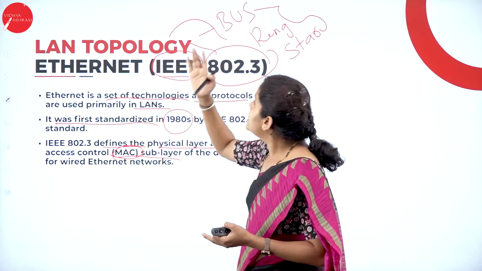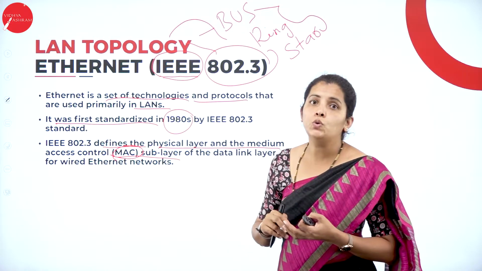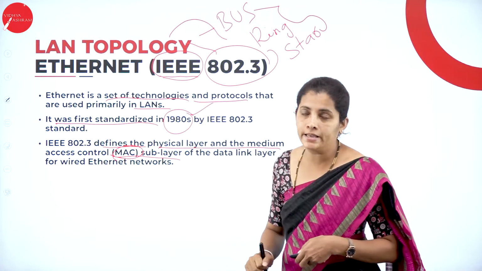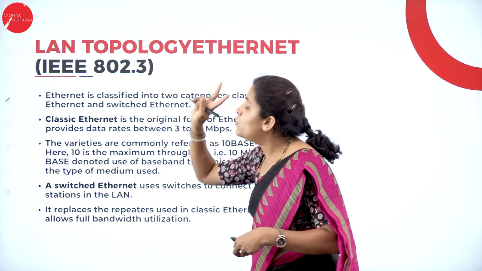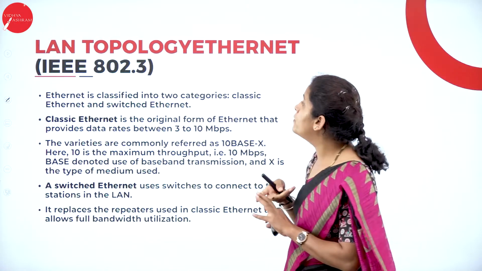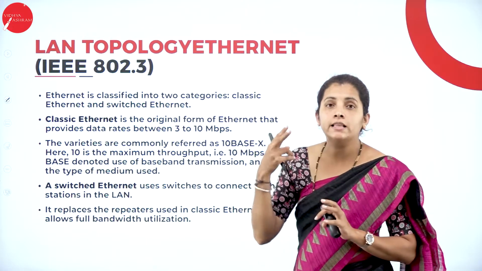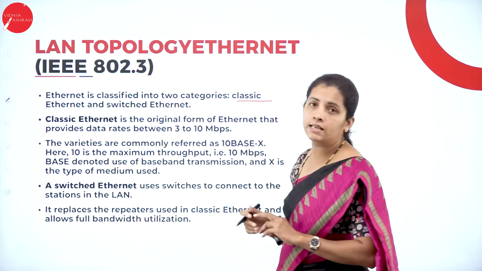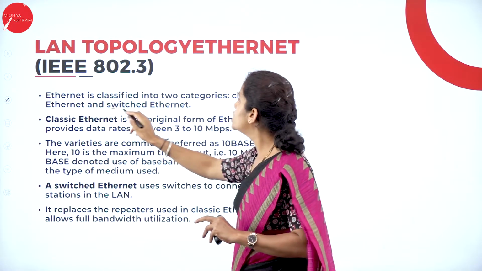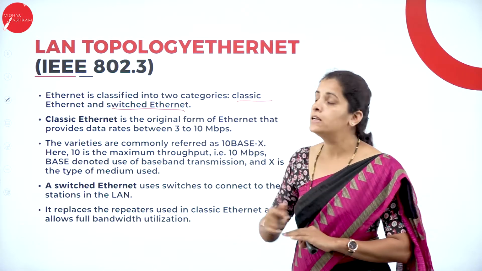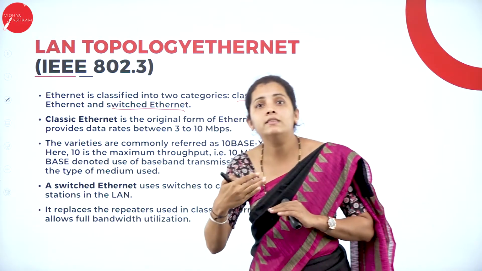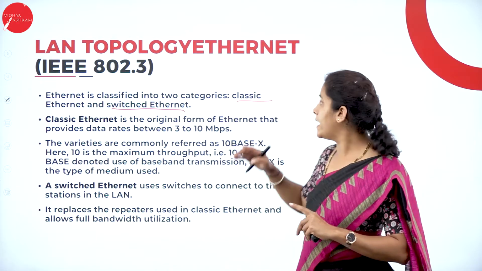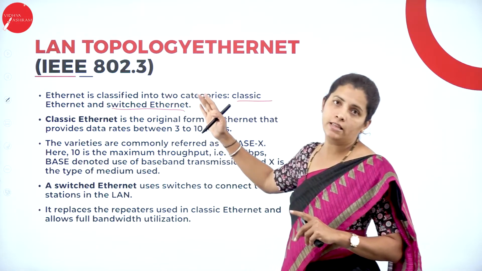Here IEEE 802.3 was standardized in the year 1980. So we get two types of Ethernet. That means Ethernet is classified into two types: one is classic Ethernet, and the other is switched Ethernet.